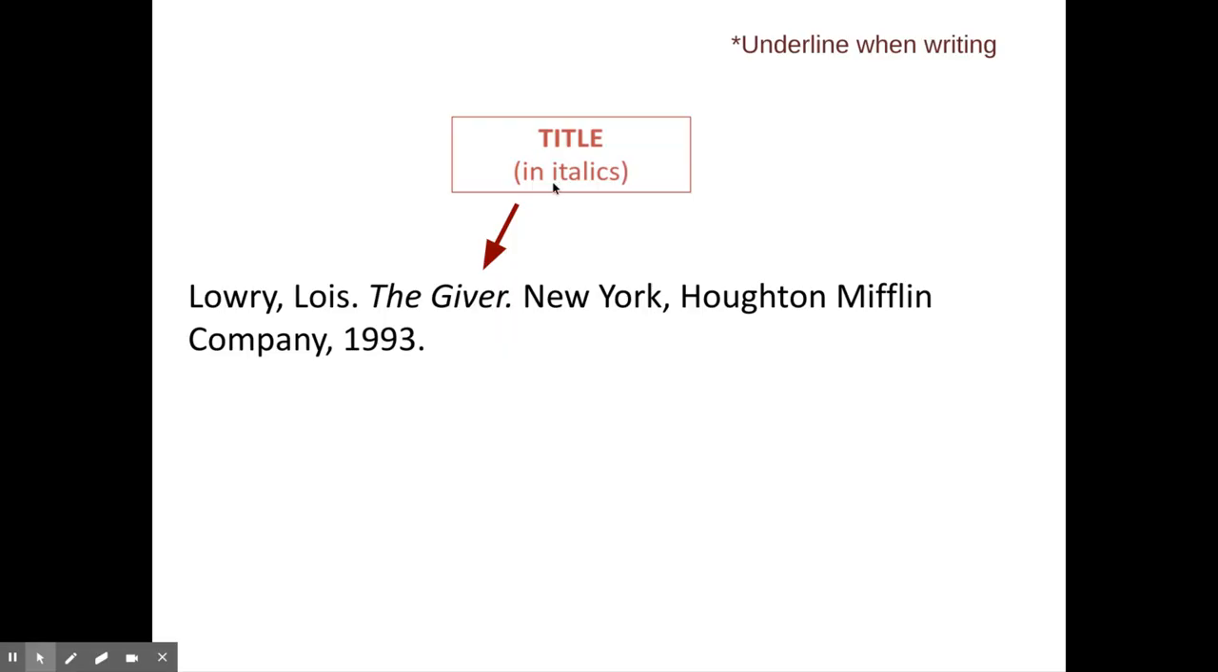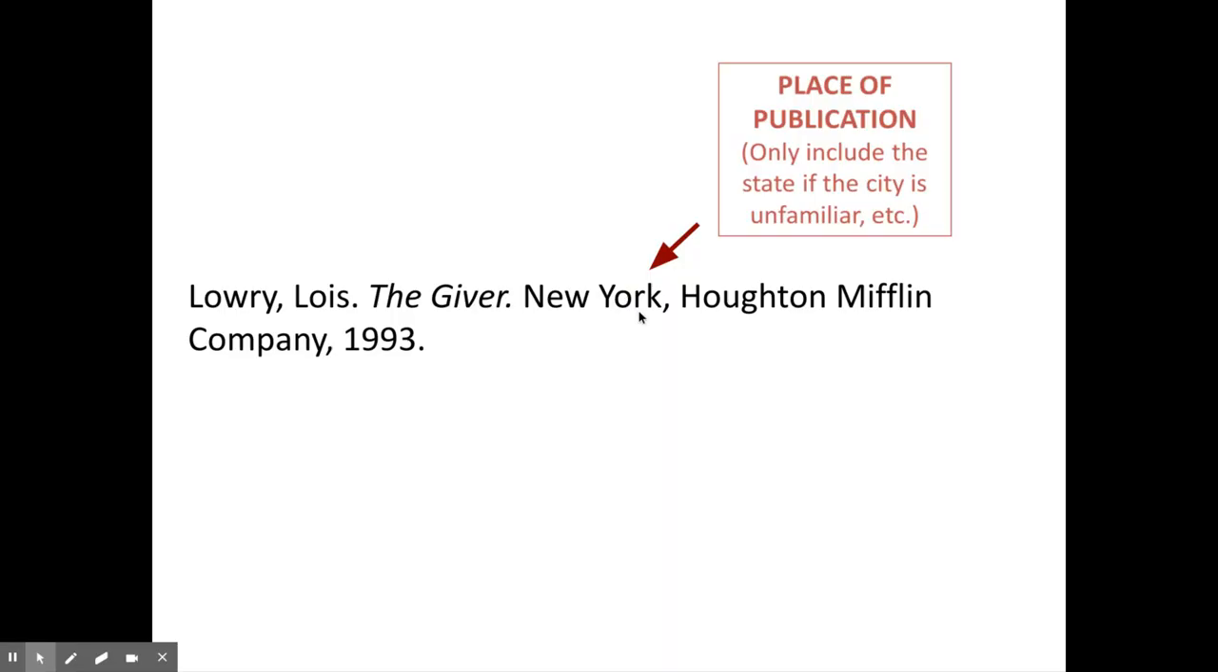Notice it's in italics, or when you're handwriting, you can underline. It means the same thing. Notice there's a period after it. Then New York. That is the city where it was published. You are only going to include the state if the city is unfamiliar. Most everyone would know that New York City is in New York State. It is acceptable when in doubt just to put New York, comma, New York. But since the city is a pretty big familiar city, you do not have to put the state.